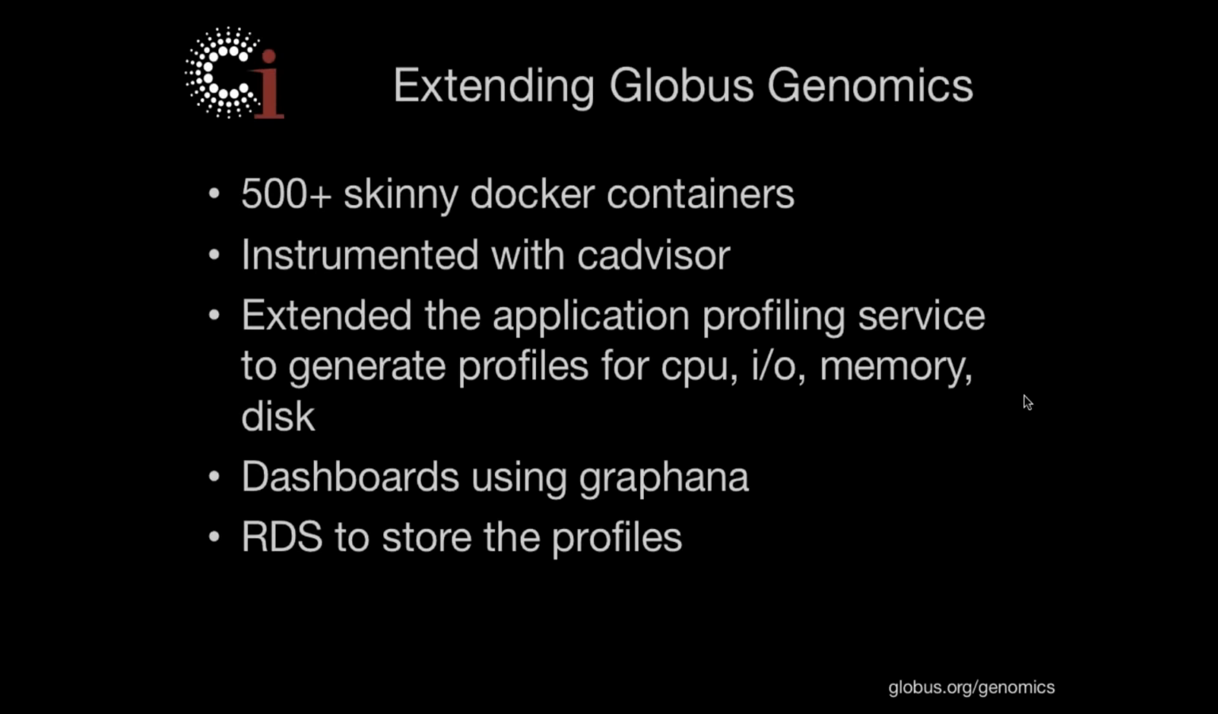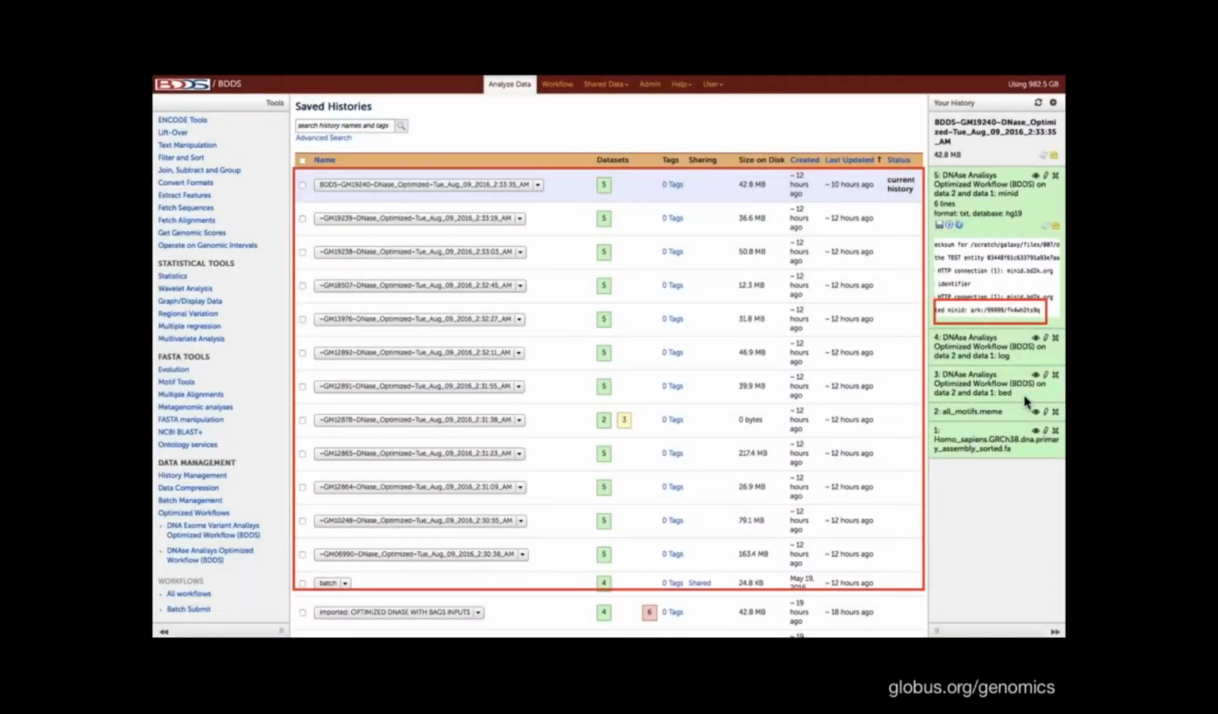So our idea was to have one container description for each tool. So we have over 1,500 containers. We instrumented them with cAdvisor, a tool that came out of Google that provides a very nice profile of the container in terms of how much memory and how much disk has been used. We were able to generate these dashboards and store these profiles in a database that could be leveraged by the profiling service.